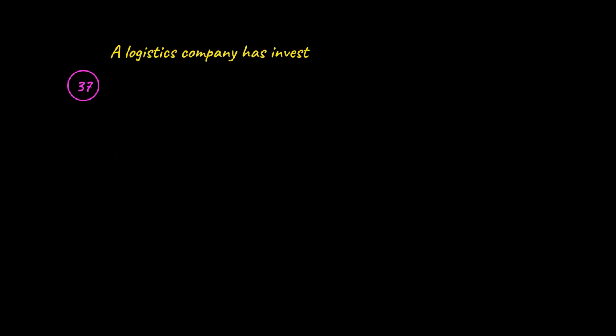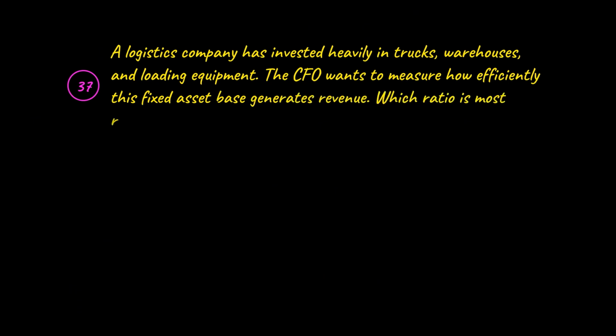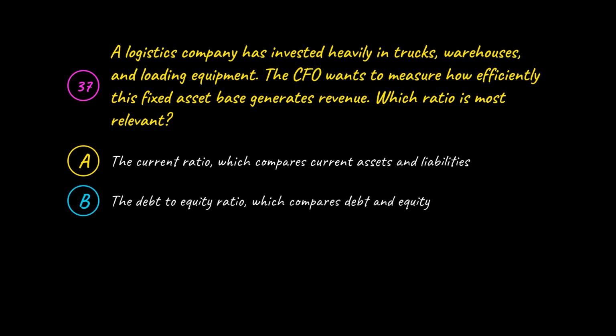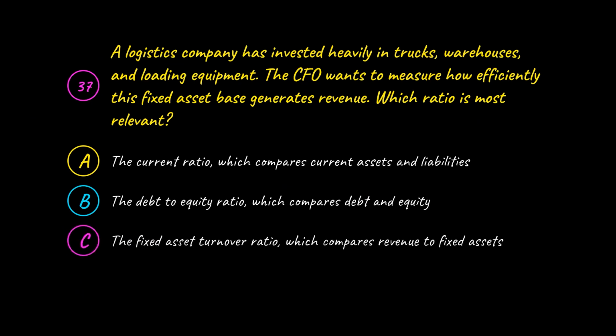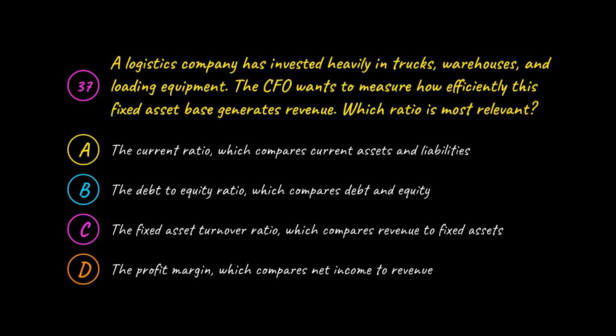Question 37. A logistics company has invested heavily in trucks, warehouses, and loading equipment. The CFO wants to measure how efficiently this fixed asset base generates revenue. Which ratio is most relevant? Your options are A, the current ratio, which compares current assets and liabilities. B, the debt-to-equity ratio, which compares debt and equity. C, the fixed asset turnover ratio, which compares revenue to fixed assets. D, the profit margin, which compares net income to revenue. Pick one. Trust your gut. Here's your chance to test yourself.